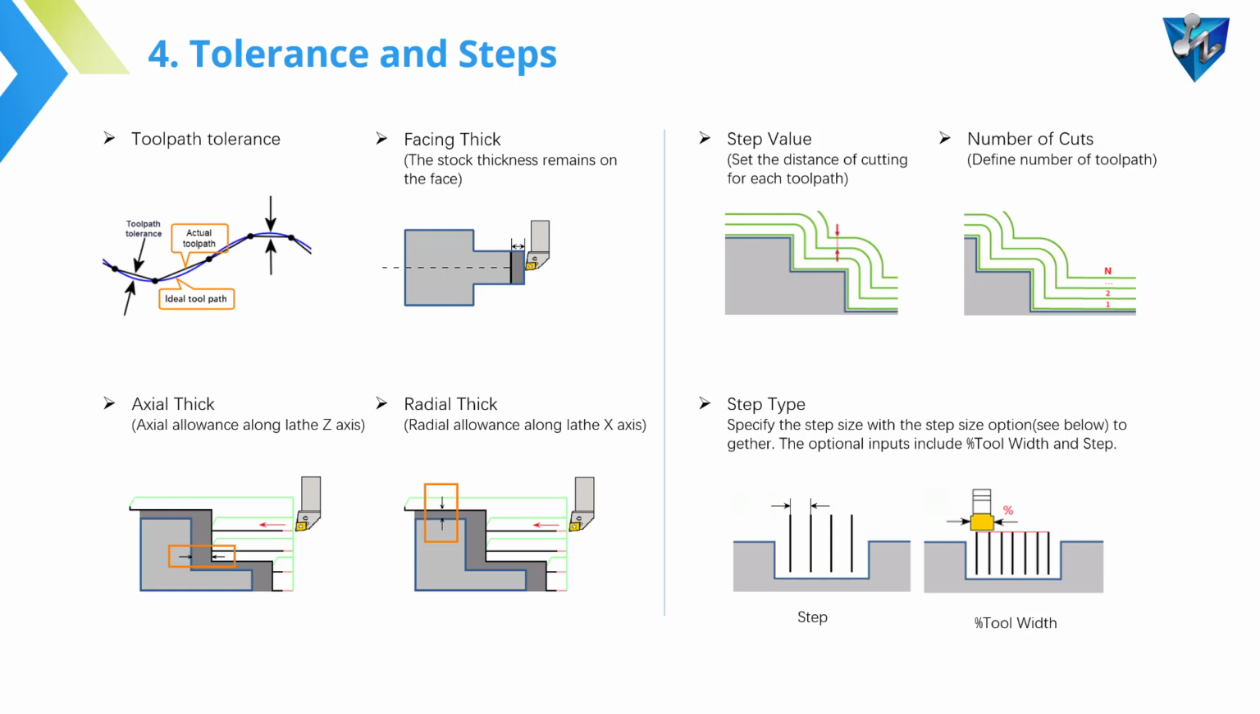Step value. This sets the distance for each toolpath's cutting. Number of cuts. This defines the number of toolpaths. Step type. This is only available in groove operations and specifies the step size, including the percentage of tool width and the absolute value of the step.